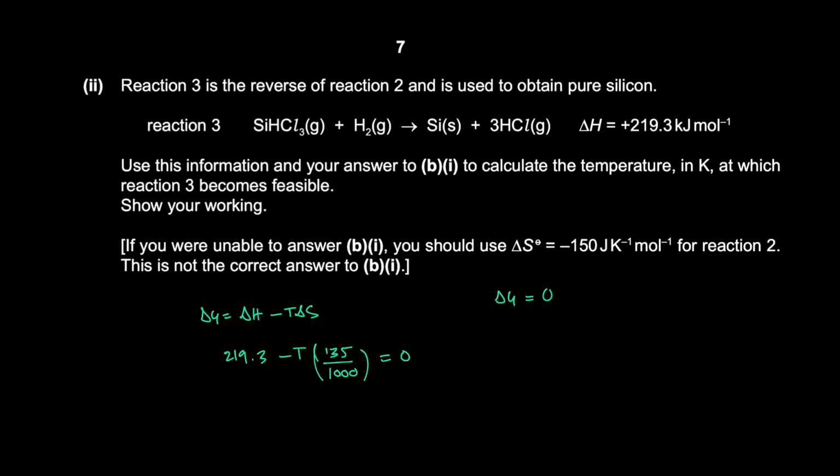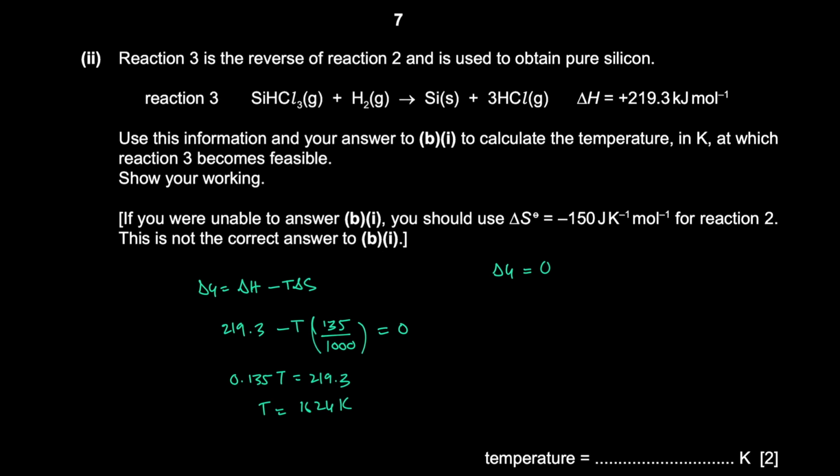So what we get over here is 0.135 T is equal to 219.3. Okay, so what is the temperature equal to? This comes out to 1624 Kelvin. So what that means over here is at 1624 Kelvin, the delta G is equal to 0. Above that temperature, the delta G will be negative, the reaction will be feasible. Below that temperature, the reaction will be infeasible.